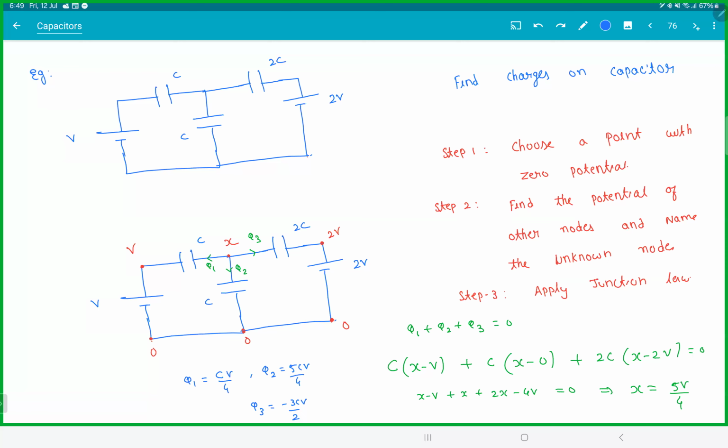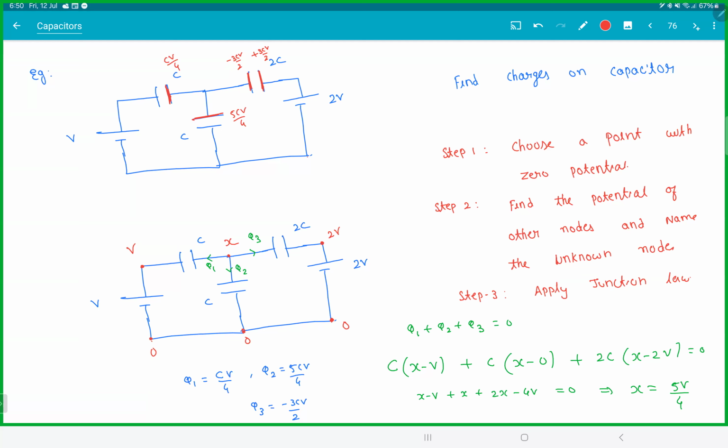Make sense? So in this case, these are the positive plates. Meaning, if I write the final charges now, this plate is plus 3CV by 2. This plate was minus 3CV by 2. This plate is CV by 4. This plate, I'll just write the positive plates now, 5CV by 4. Those are the final charge distributions. Is this method clear, everyone?